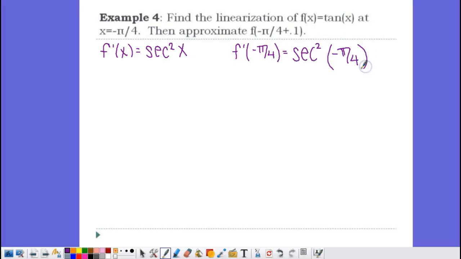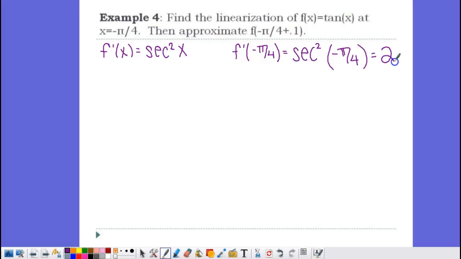Oh wait, negative pi fourths would be down 1 over root 2. So whatever you do, secant squared. Think about it: it's root 2 over 2, but it's secant squared, so you have to flip it, so it's 2 over root 2, but then it's squared. So it's 4 over 2, which is 2.